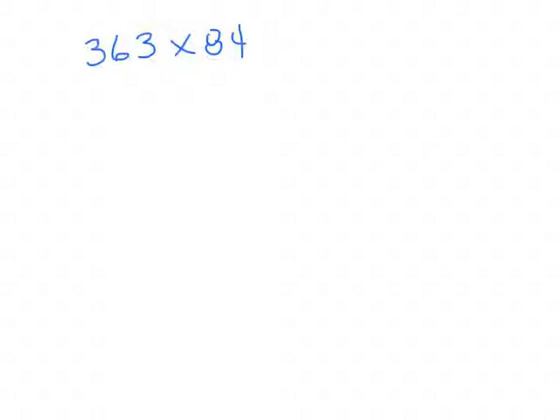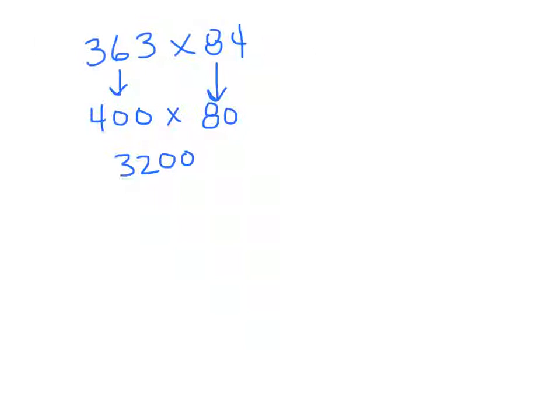If I wanted to find an estimated answer to 363 times 84, what should I round both of those numbers off to? Remember, I want to round them off to numbers so that I can quickly do the product in my head. So I would take 363 and round that off to the nearest 100, which would give me 400. I would take 84 and round that off to the nearest 10, which would give me 80. Then I can quickly in my head multiply those two. 4 times 8 is 32, and I need 3 zeros. I get an estimated answer of 32,000.